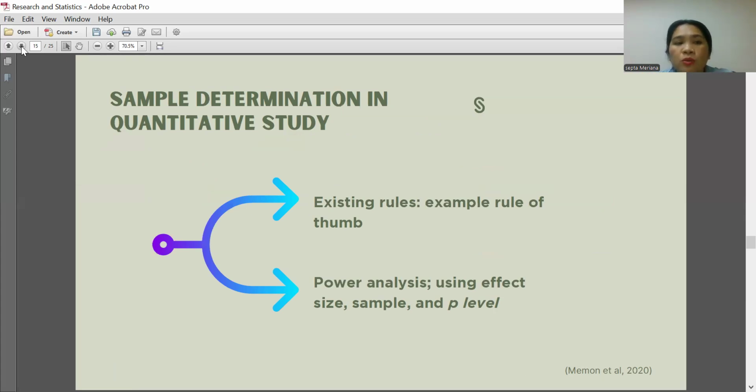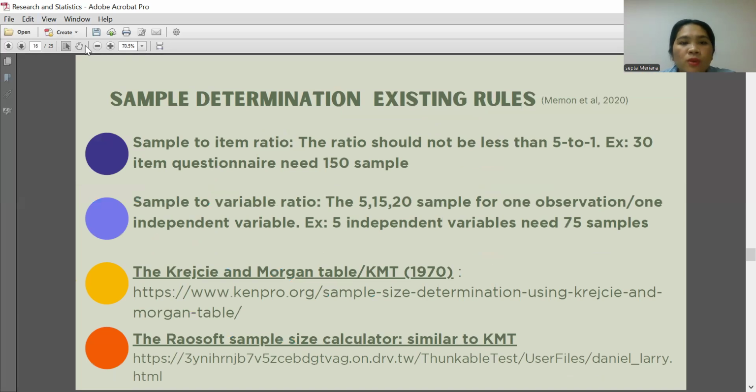So we can use two kinds of formula. The first one is the existing rules. And the last one is power analysis, like I already said before. We use effect size, sample, and p-level. The first one is existing rules. Many studies use this. The first one is sample to item ratio.